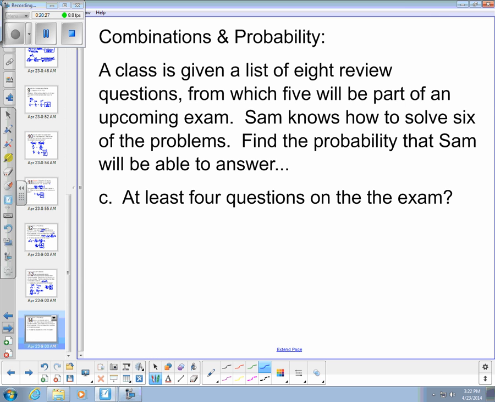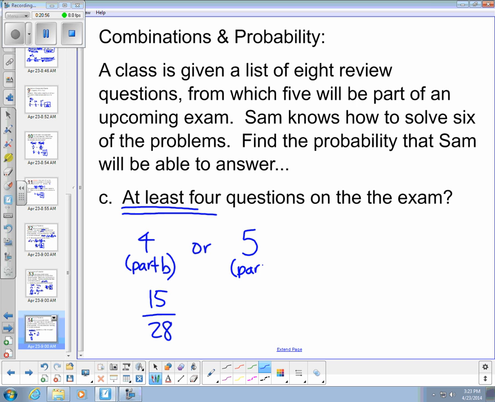Okay, now this last part we want to know at least 4 questions, which means he can either get 4 or it could be 5. Okay, remember the total exam only had 5 questions. Now we've actually already worked out these probabilities. In part B, we worked out the probability that he would get 4 questions right, and that came out to be 15 out of 28. And then in part A, we worked out the probability that he would get them all right, which was 5 out of 5.